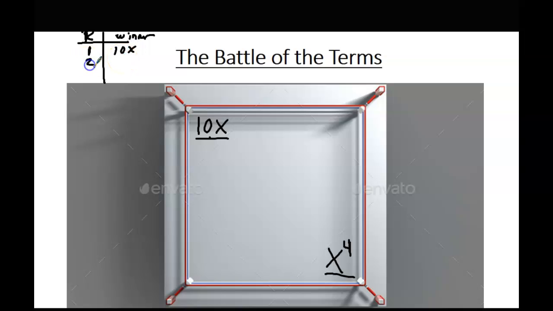Let's go to round 2. Plug in 2, you get 20. Plug in 2, you get 16. Looks like 10x is taking it again. What happens in round 3? In round 3, you get 30. And over here, you get 81. Uh-oh. X to the fourth just took over. Round 4. In round 4, you get 40. And I believe that's going to be like 256. What do you think is going to happen after this now?